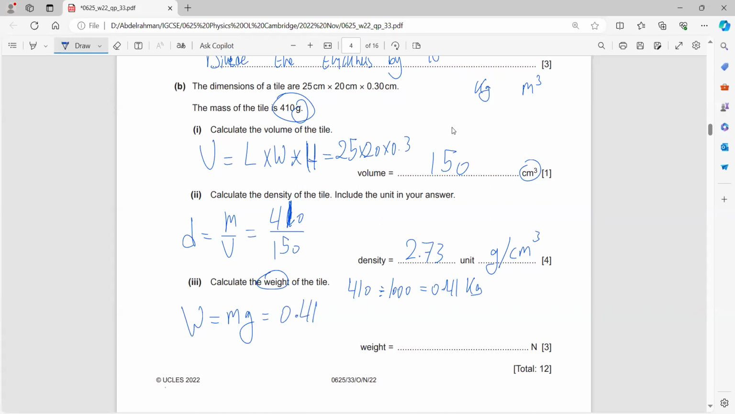So mass is 0.41. What's the g? 9.8. The weight would be around 4.018, so 4.0. This could be 4.0 newtons. Good. Okay, good.